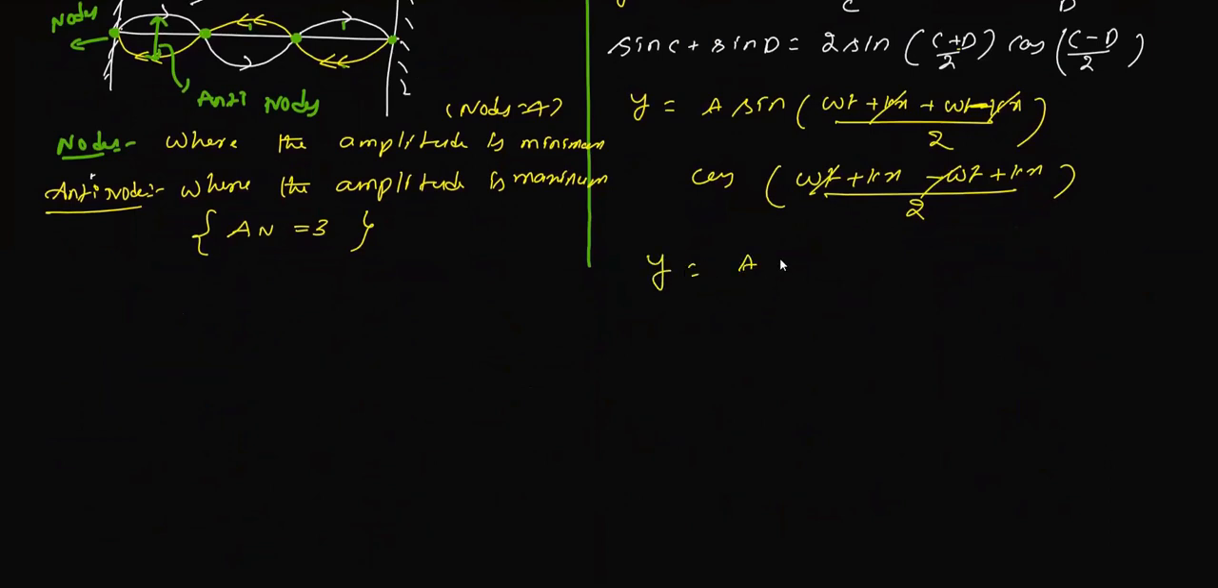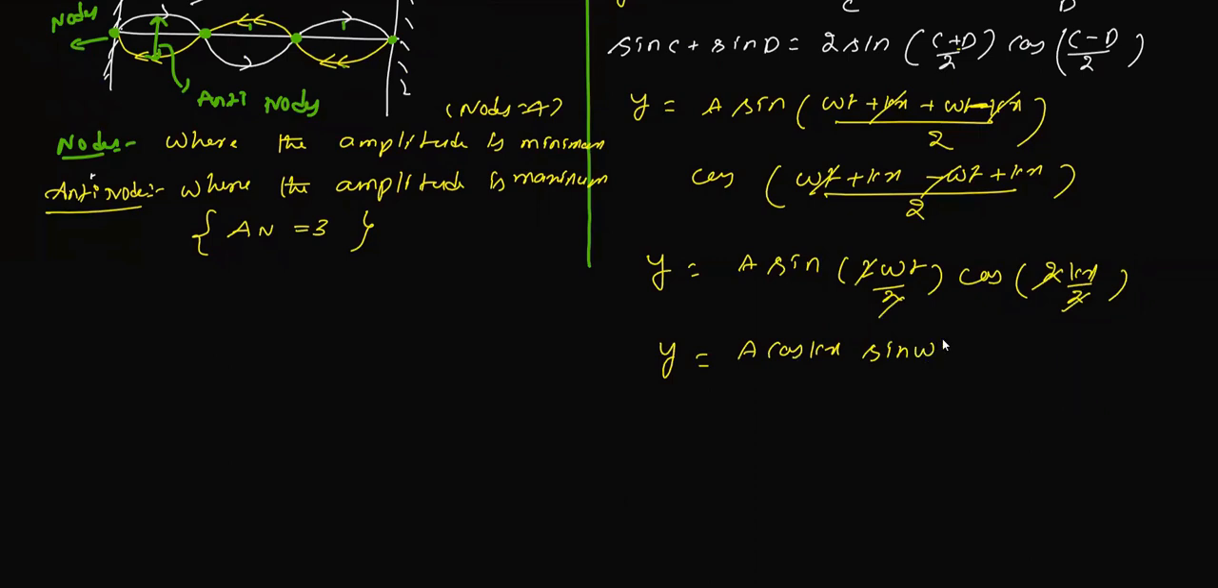y equal to a sine of omega t plus omega t, which is 2 omega t by 2, and cos of kx plus kx, which can be written as 2kx by 2. These two will get cancelled. Therefore y equal to, I'm writing this function first, a cos kx, and sine omega t we will get.